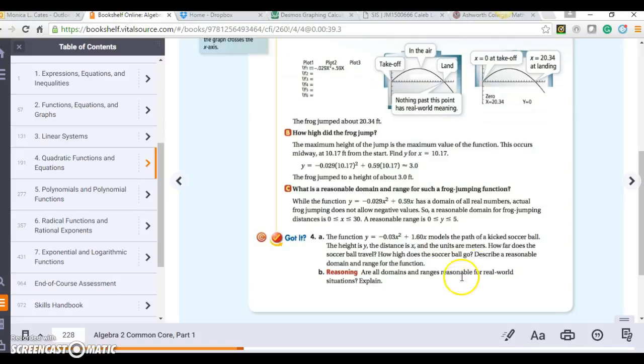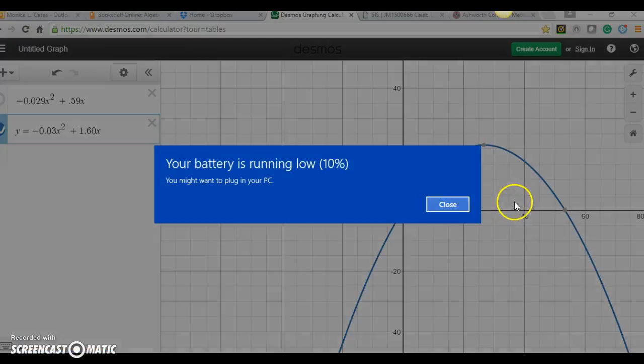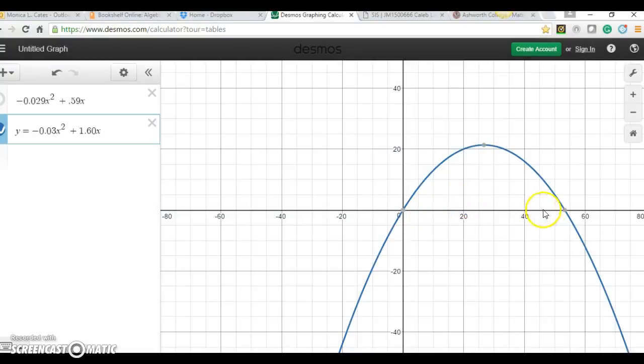All right, and then it says describe a reasonable domain and range. So the domain is the x-axis. So a domain would be probably from 0 to, let's see, this is 50, I'd say probably 60, maybe 65. From 0 to 60, 65. And so the range will be the y-axis. It can't be in the negative direction. We don't want to kick the ball under. So it would be from 0 maybe to 30 or 25, somewhere around there. I hope this helps with using the calculator.